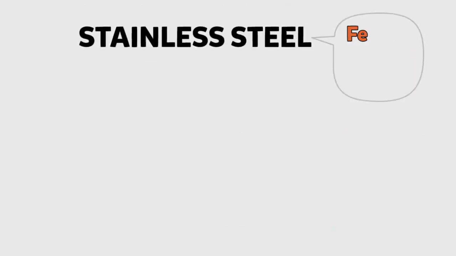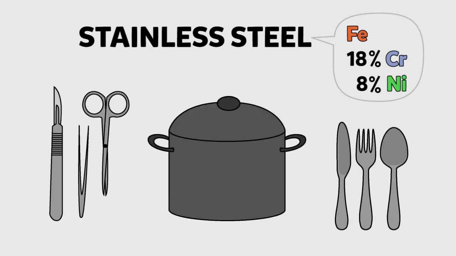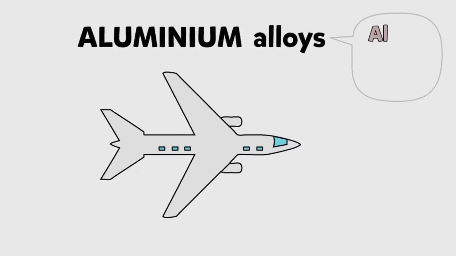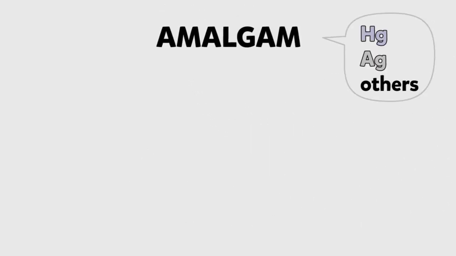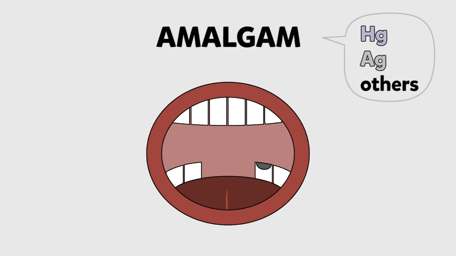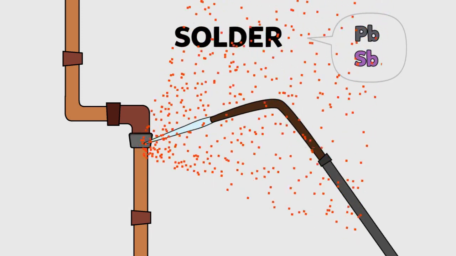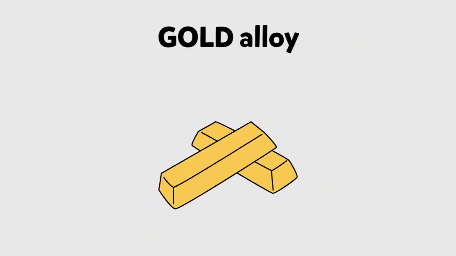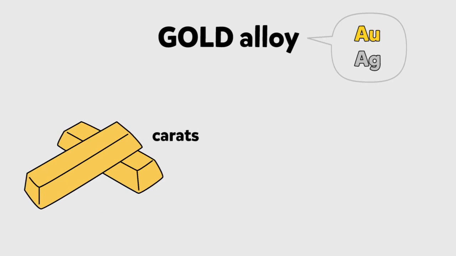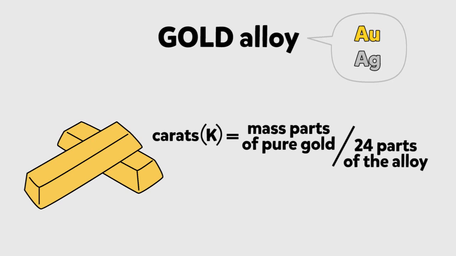Stainless steel, iron with about 18% chromium and 8% nickel, used for tableware, cookware, surgical tools and so on. Aluminium alloys for planes contain a few percent of copper or other metals. Amalgam is mercury with silver and other metals once used for dental fillings. Solder, lead and tin for joining electrical wires and components, melts very easily. Gold is usually an alloy containing another metal such as silver for increasing hardness. The number of carats, K, defines how many mass parts of pure gold are found in 24 parts of the alloy.